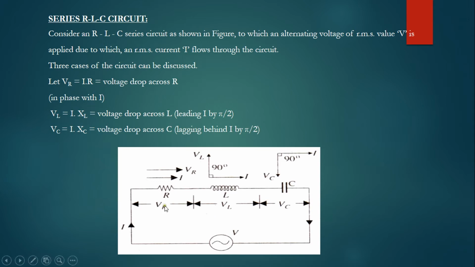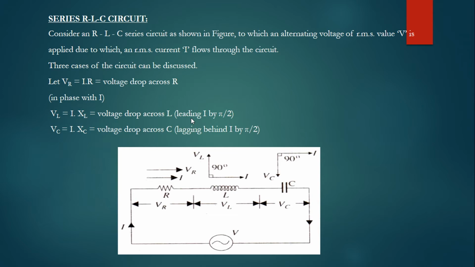VR is the voltage drop across the resistance, I into R, I into XL is the voltage drop across inductance, and I into XC is the voltage drop across capacitance. So voltage leads the current, or current lags behind voltage. That's important, you should not get confused. You have to stick to only one, whether current is lagging or voltage is leading. So better take only current.